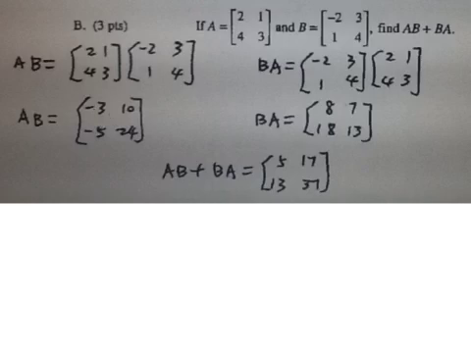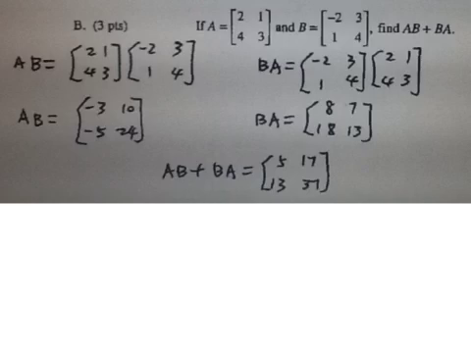So negative 3 plus 8 gives us a 5, that goes right there. The 10 and the 7 give us 17, which goes there. Negative 5 plus the 18 gives us a 13, which goes there. 24 plus 13 gives us a 37, which goes here on the bottom right.